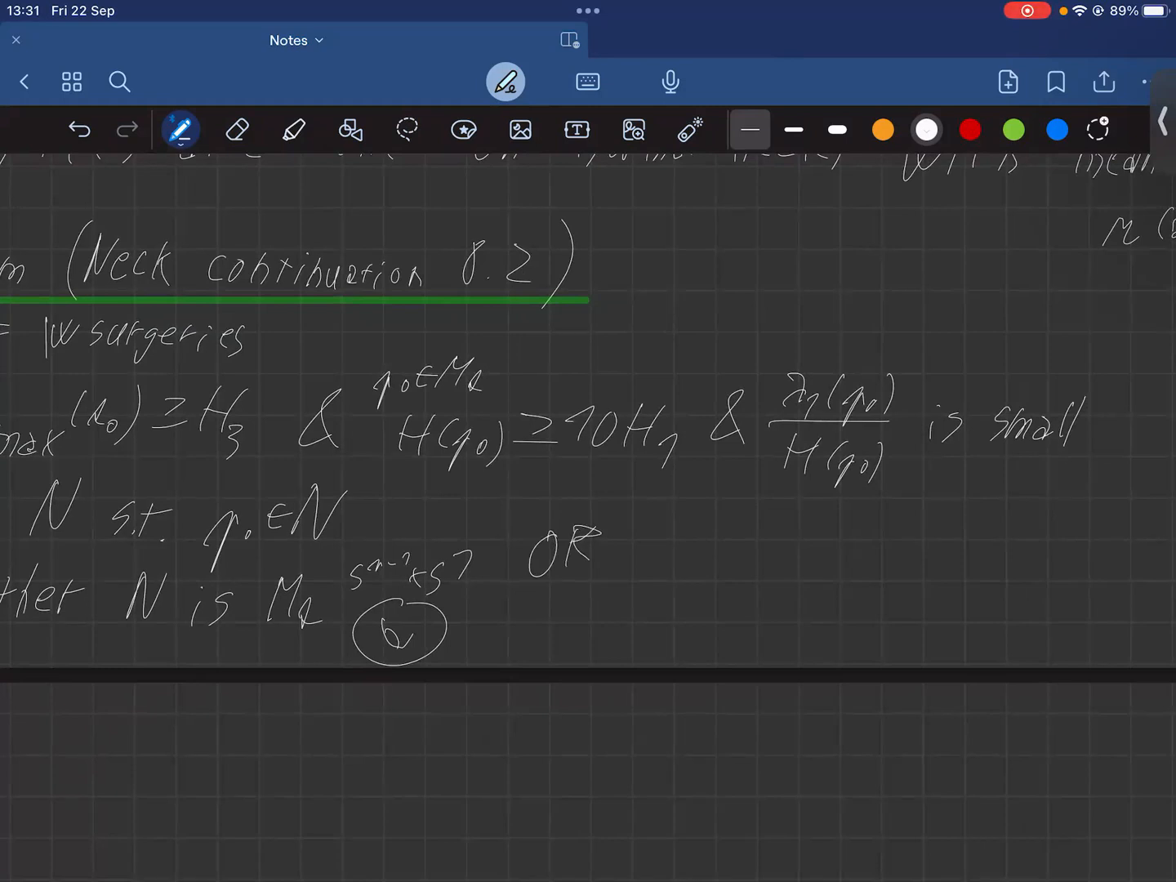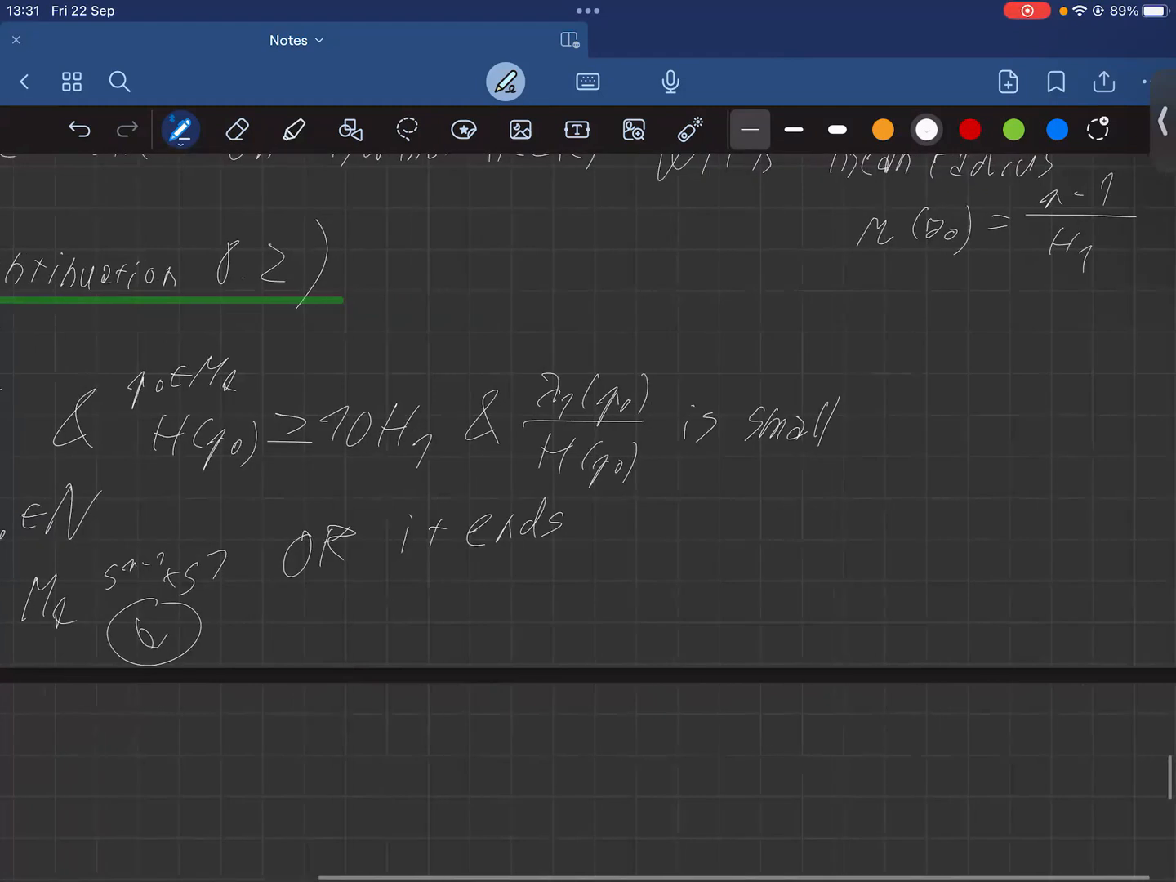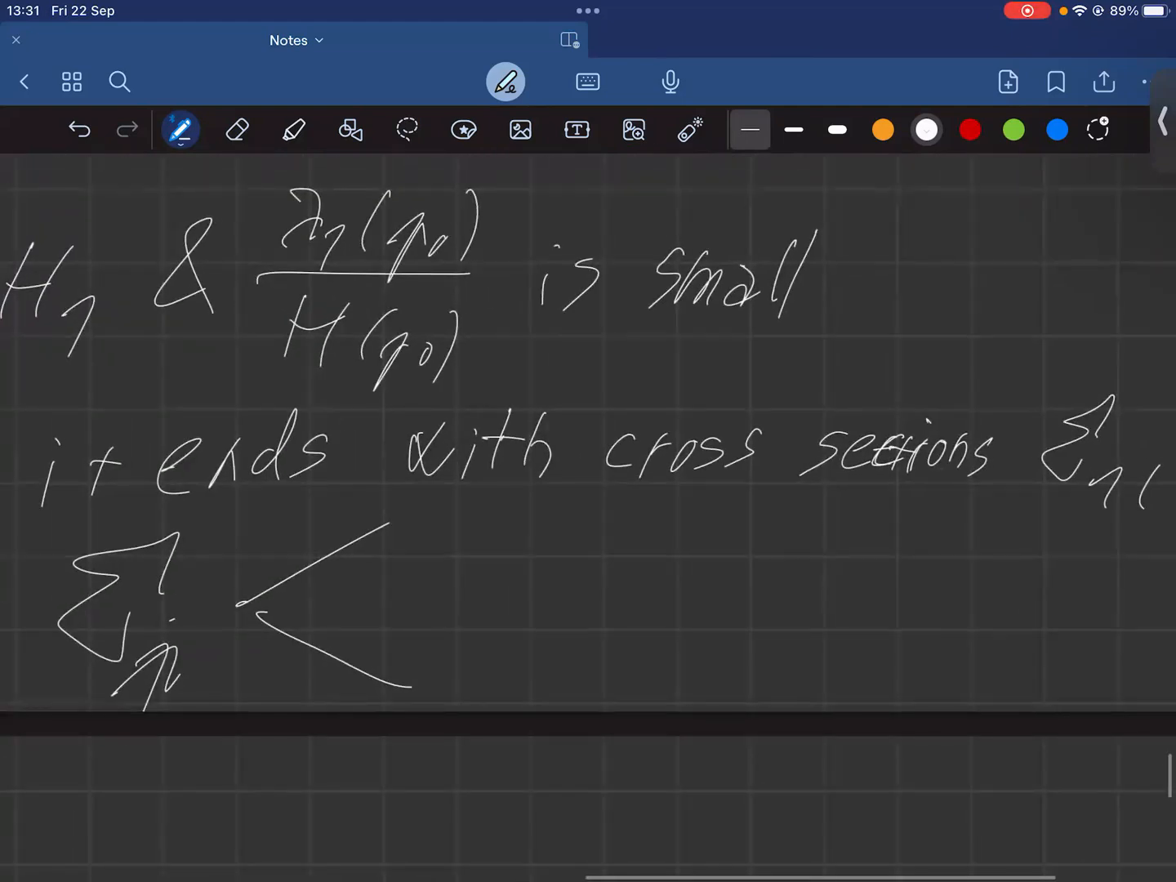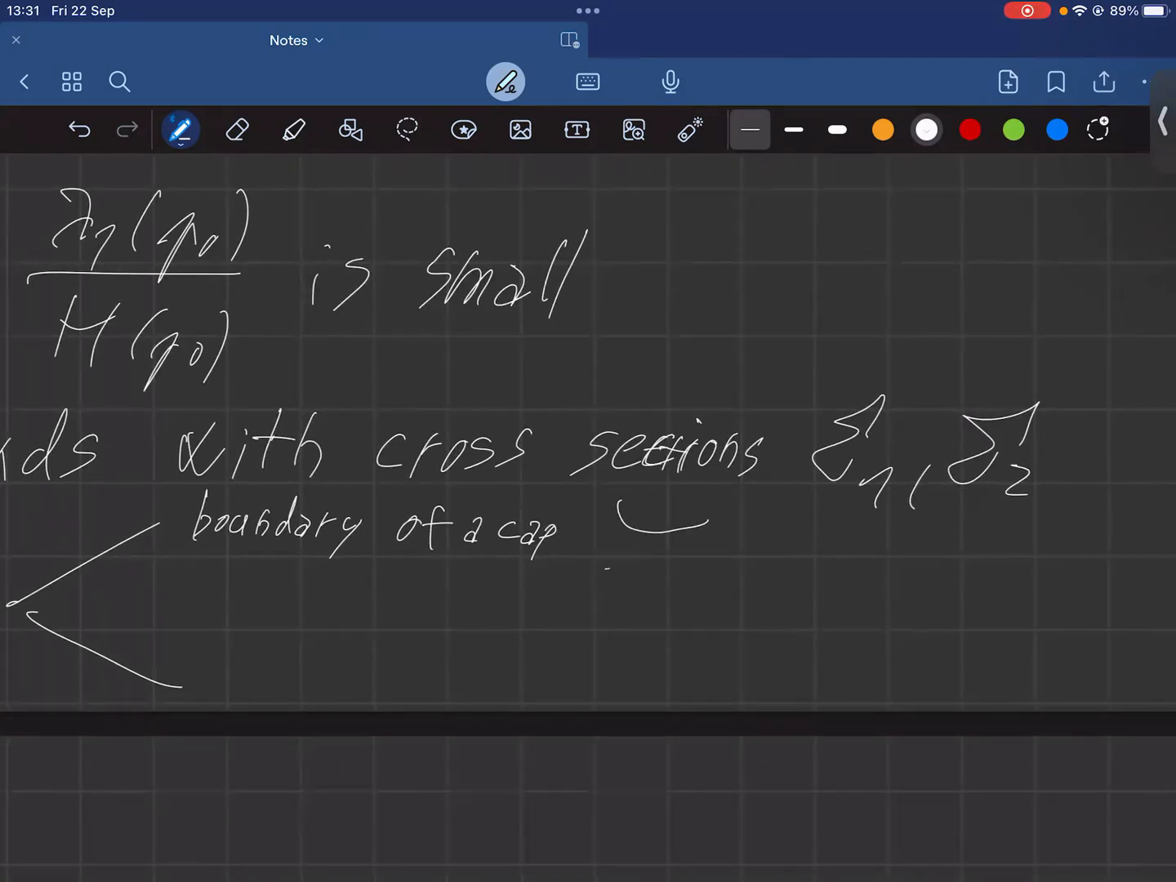Or it ends with cross sections sigma 1 and sigma 2, such that again one of two things happens. So the sigma i's are either the boundary of a cap. By that I mean that the cap is actually on our surface. So something like maybe like this. This is our neck, and this red line is my sigma. So it's the boundary of this cap on our surface.